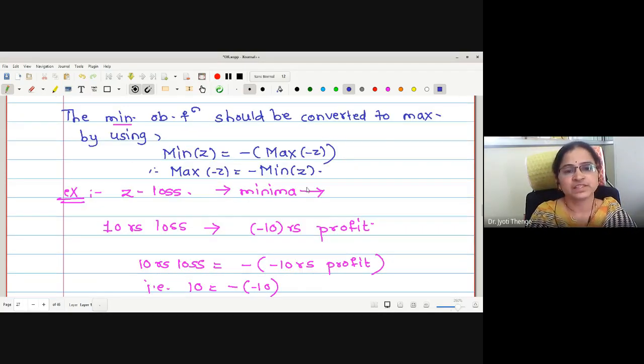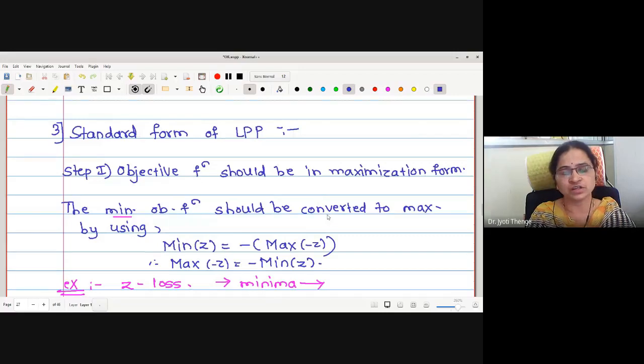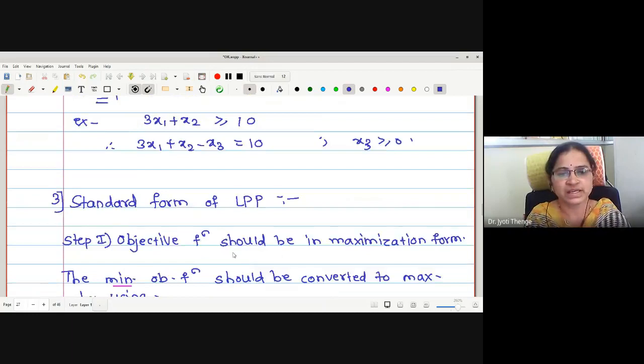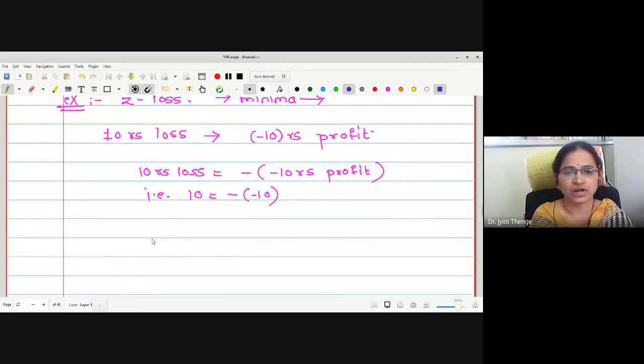Right? This is the first step of converting the general linear programming problem to standard form of linear programming problem. The objective function should be in the maximization form. Second step we will write is converting all the constraint inequalities into equations.